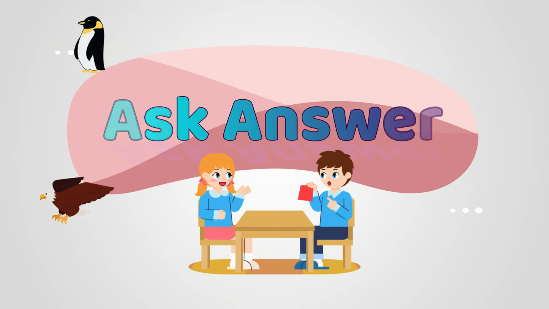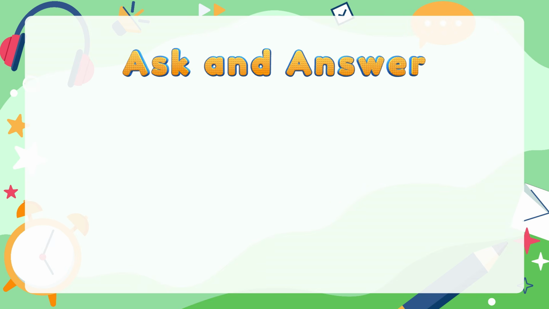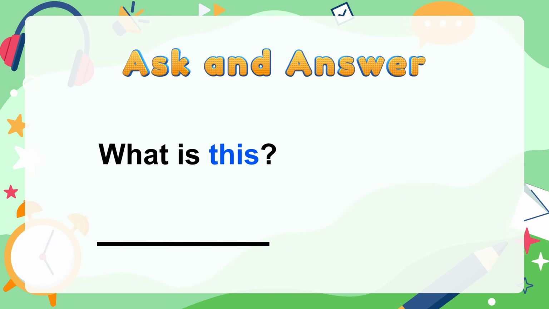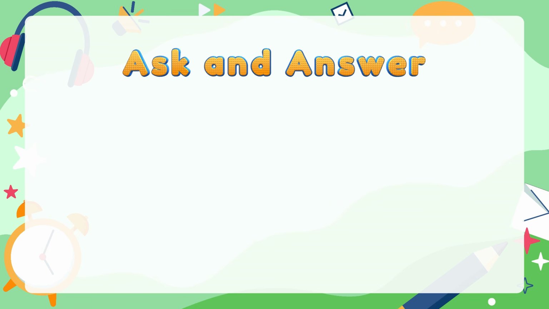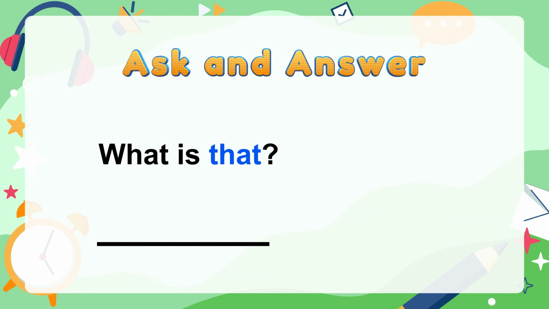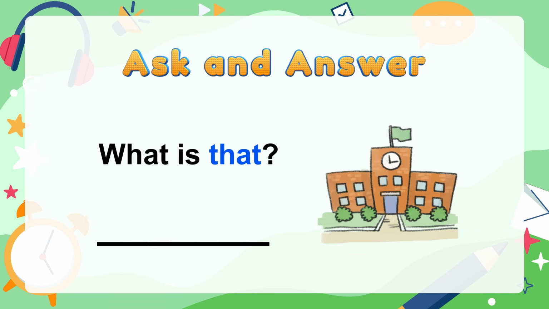Ask and answer. What's this? Apple. It's an apple. What's that? We're talking about a school. The answer is, it's a school. That is talking about one thing, so we use it's.